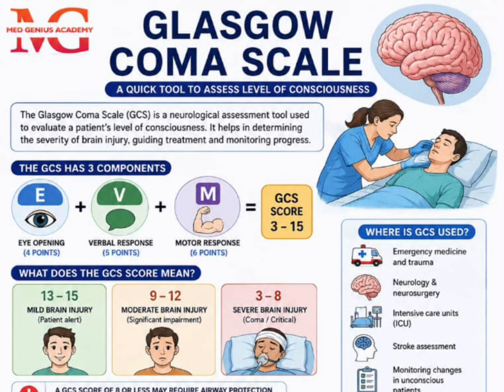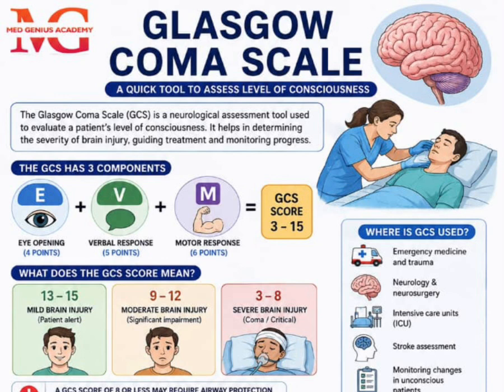So now in the Glasgow Coma Scale, you have basically 3 components we are using to check here. We are using the eyes, we are using the verbal response, and we are using the motor response. So we are using the eye opening, so you check whether the patient's eye is open. You are using the verbal response, and you are using the motor response.